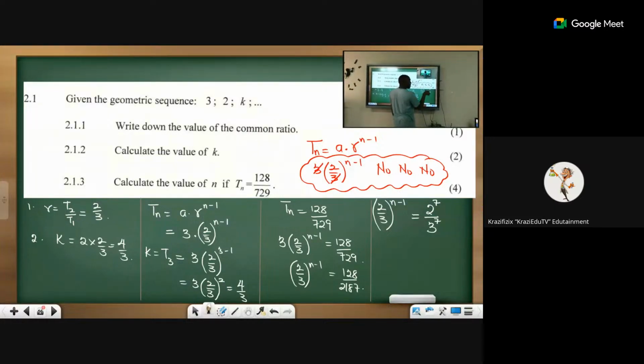And now, because they have the same exponent, I could write it as 2 over 3 to the power of what? 7. Same base, what do I do? Equate the exponent. What is n?